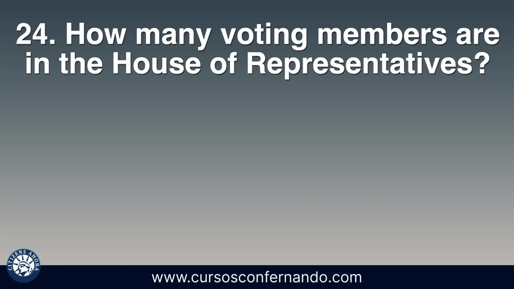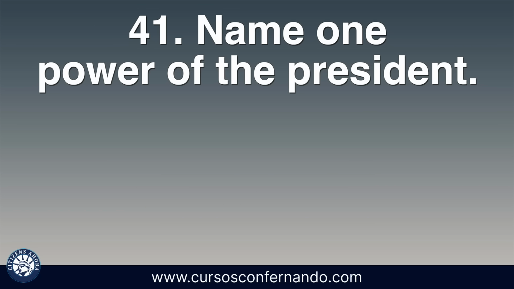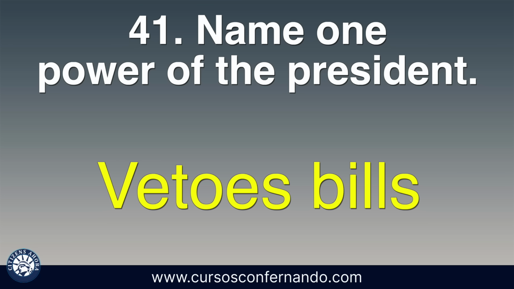How many voting members are in the House of Representatives? 435. Name one power of the president. Vetoes bills.